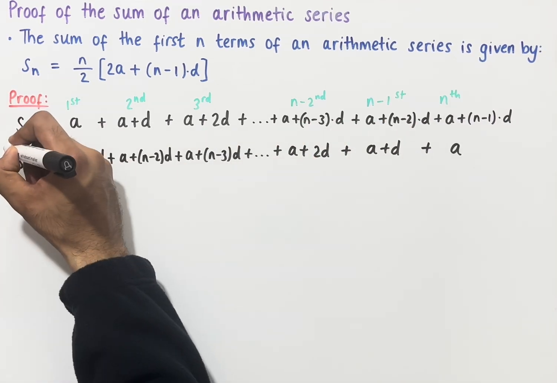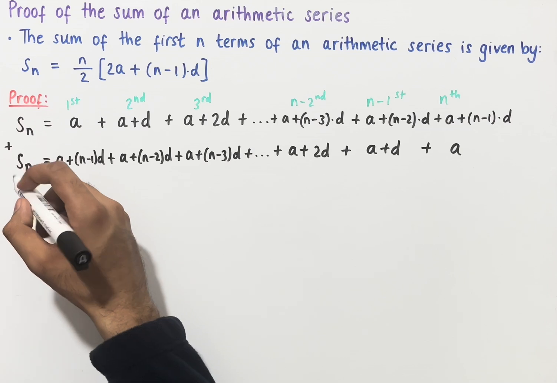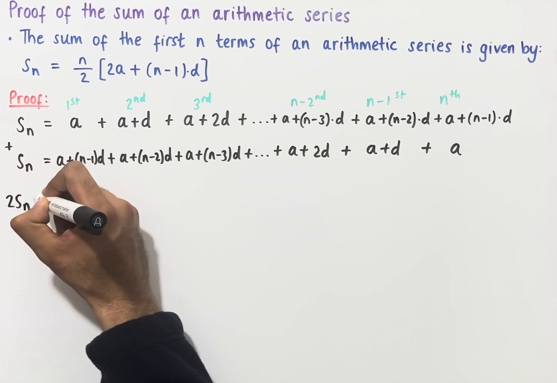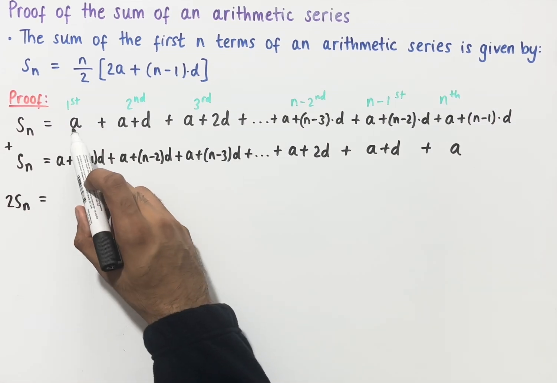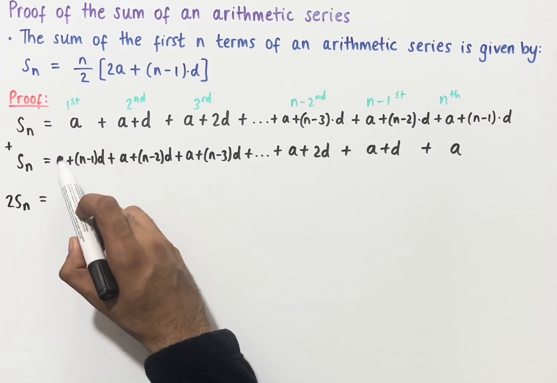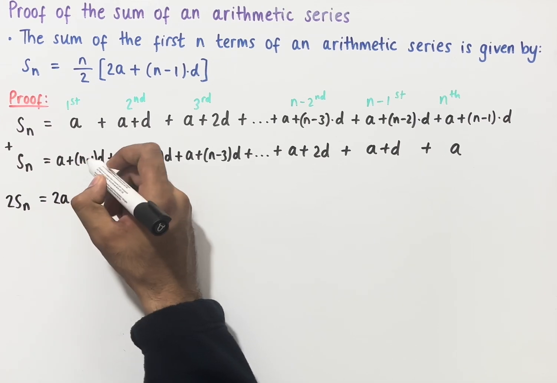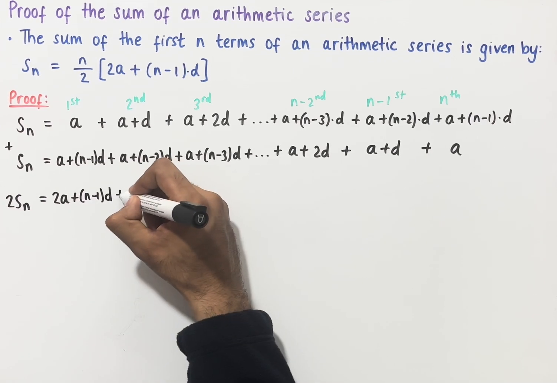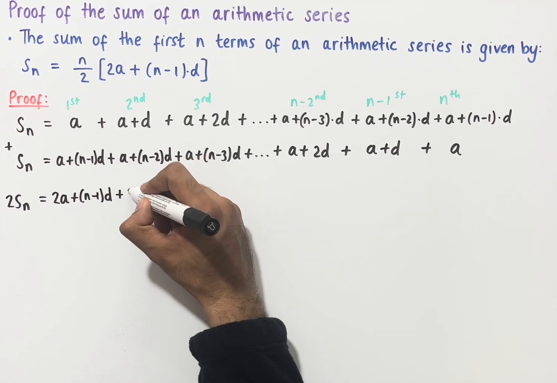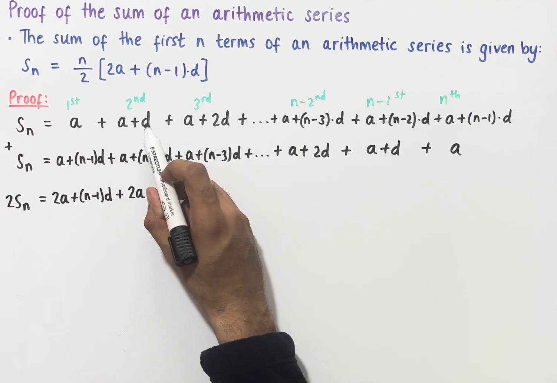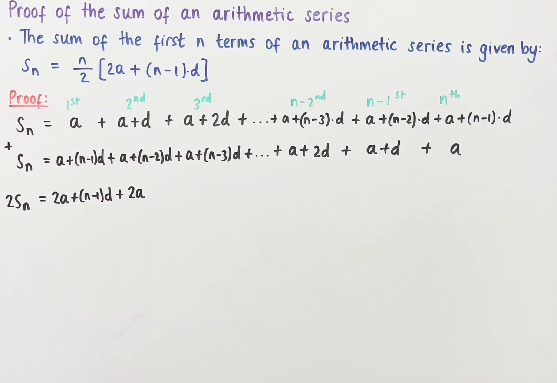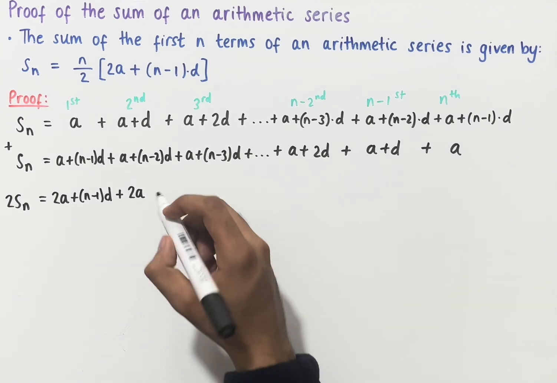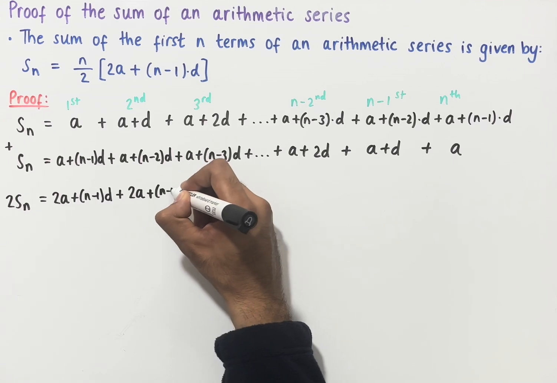Next step is now to add these two series together. So on the left hand side, Sn plus Sn gives us 2 lots of Sn, and then we get the following. If we add the first terms here together, a plus a gives us 2a, and then we have plus (n minus 1) times d. For the second term, we're going to have a plus a again, which is 2a, and now we're going to have d plus (n minus 2) times d. So essentially, we're adding 1 to the bracket here. So n minus 2 plus 1 gives us n minus 1, and then we times by d.